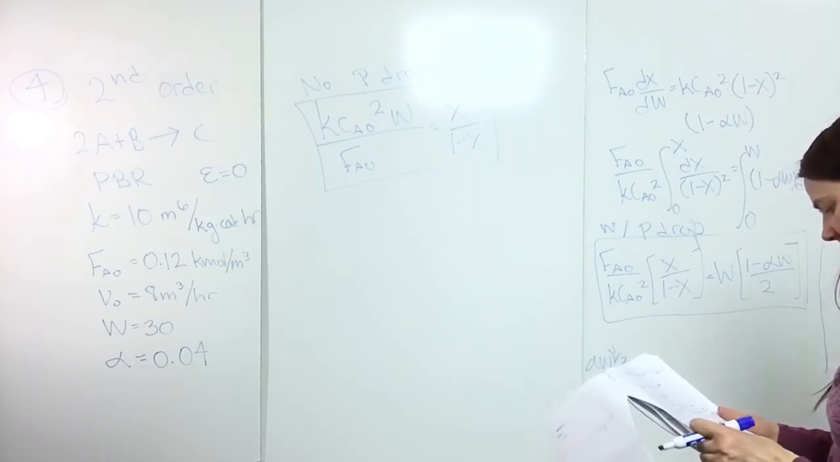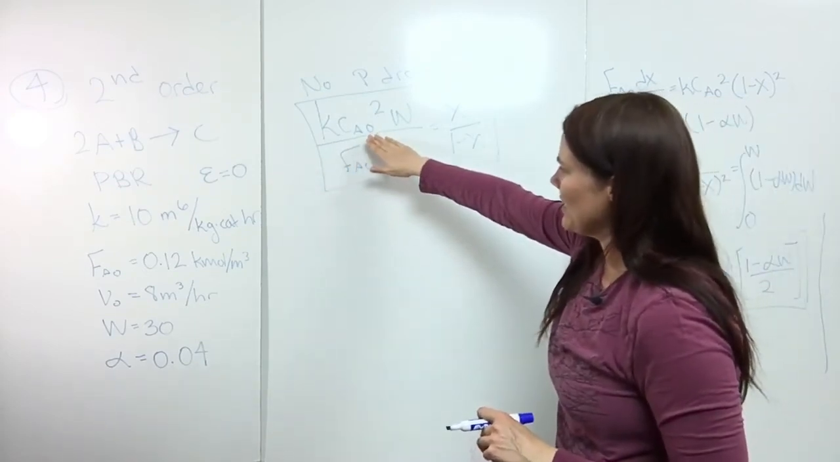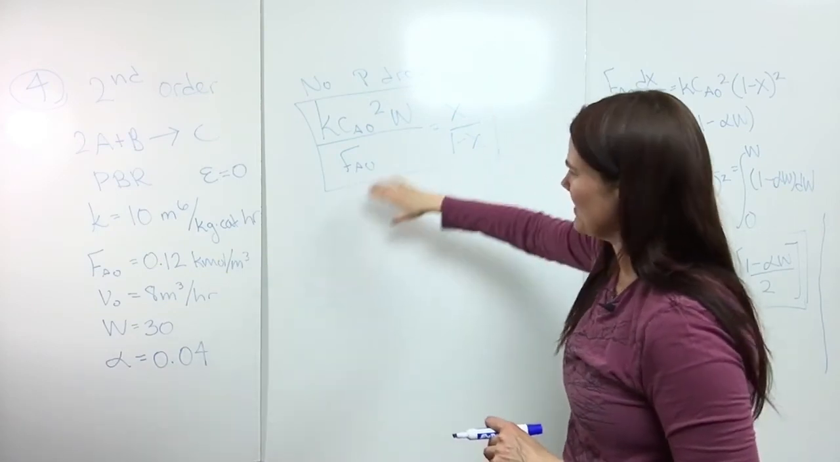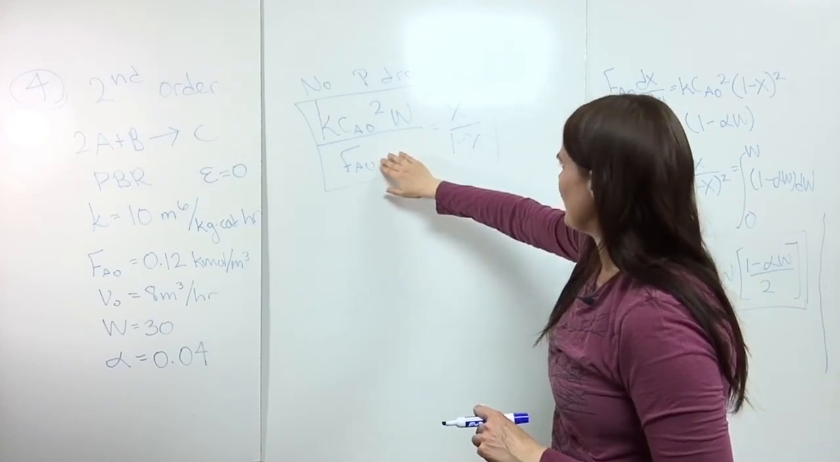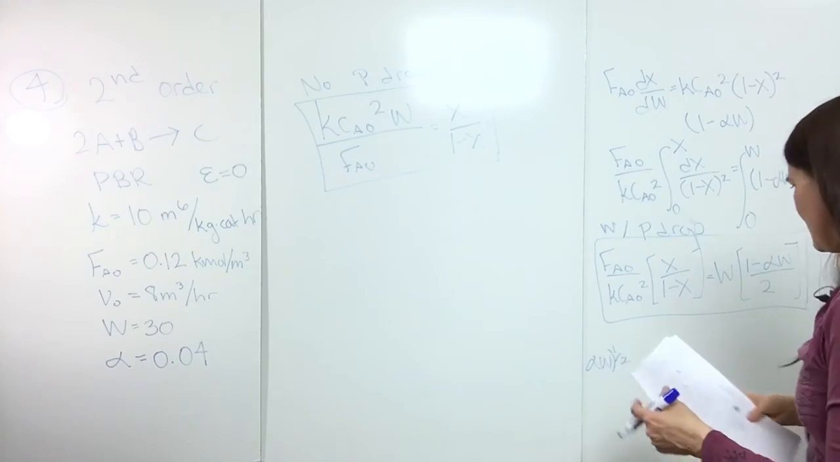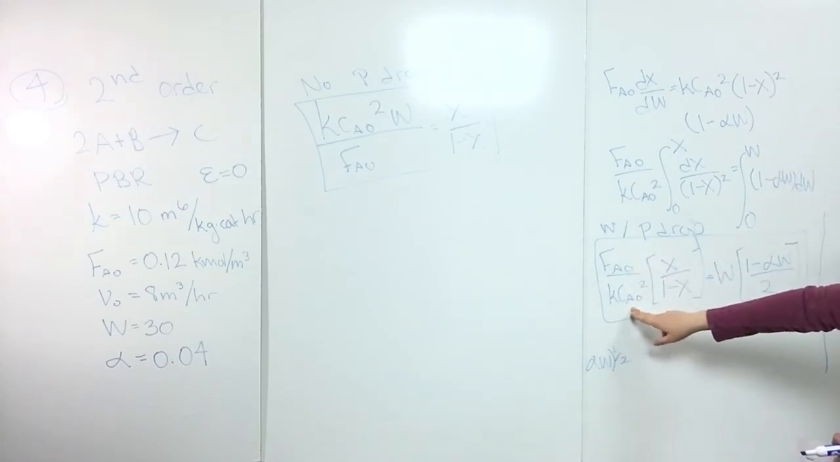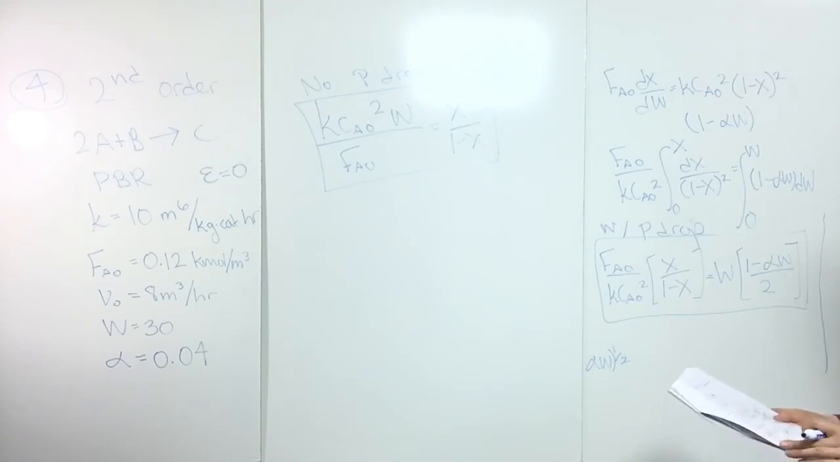And so you should have everything you need. We know what K is. We know what Ca naught is because we can get it from Fa naught divided by v naught. We know W. We know Fa naught. So you should be able to solve this for X. And then this one, same thing. You know Fa naught. You can calculate Ca naught. You know K. You know W. And you know alpha. So you should be able to calculate the conversion for that.